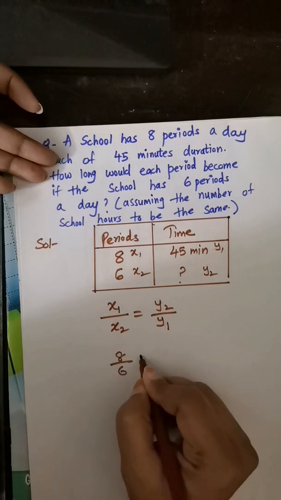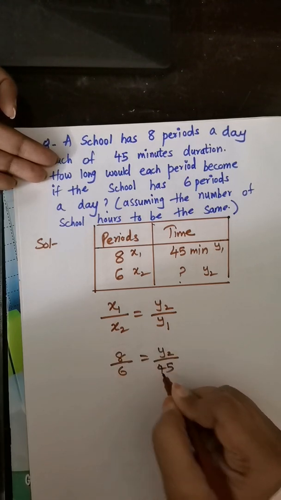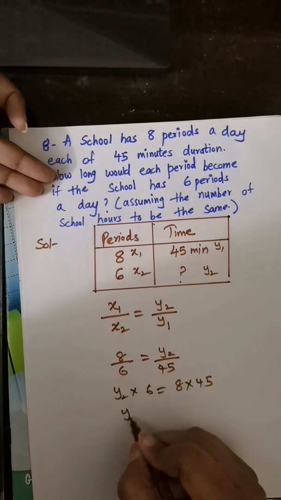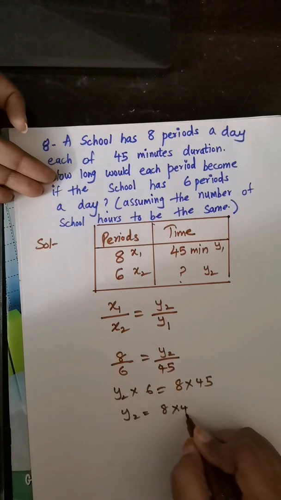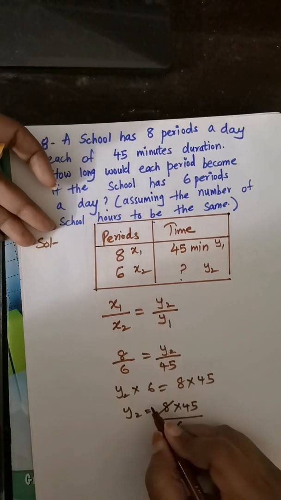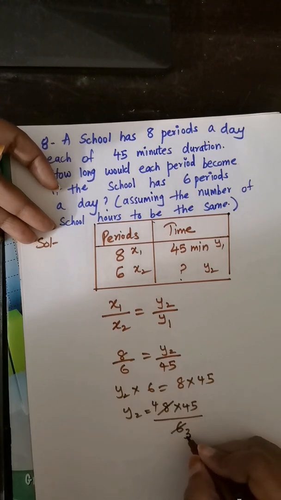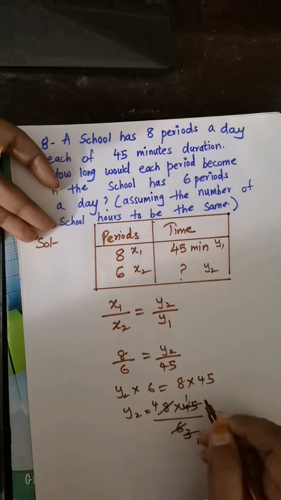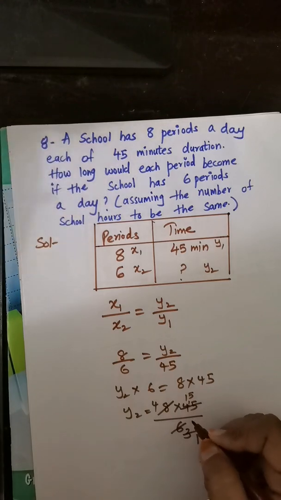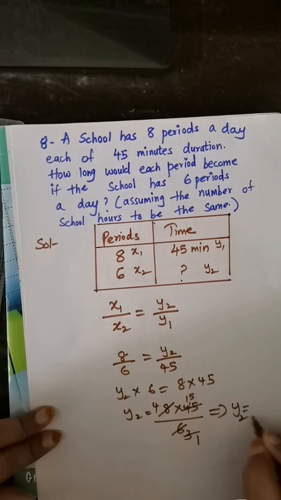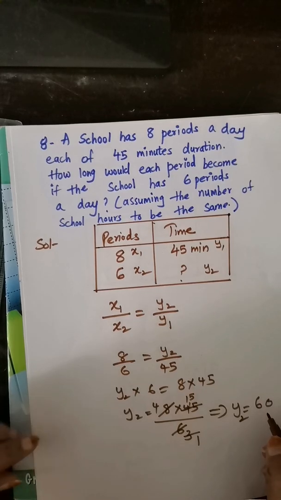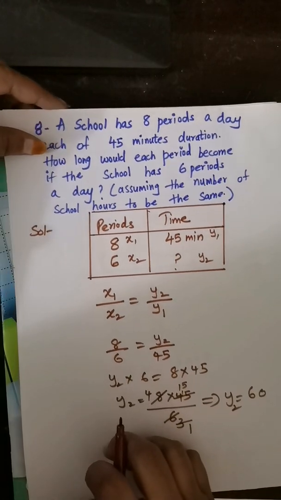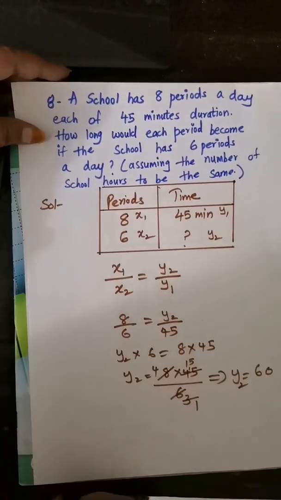That is 8 by 6 is equal to y2 by 45. y2 into 6 is equal to 8 into 45. y2 is equal to 8 into 45 by 6. 2 fours are 8, 2 threes are 6, 3 fives are 15. So 4 into 15, y2 is equal to 60.